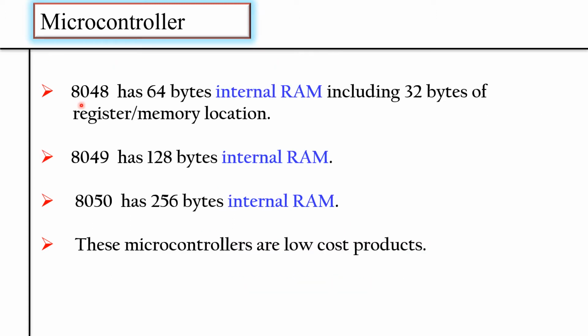8048 has 64 bytes of internal RAM, including 32 bytes of register memory locations. 8049 has 128 bytes of internal RAM. See, 64 doubles to 128 bytes of internal RAM. 8050 has 256 bytes, again double that of 8049, of internal RAM. These microcontrollers are low cost products. So these are the features of 8048, 8049 and 8050.